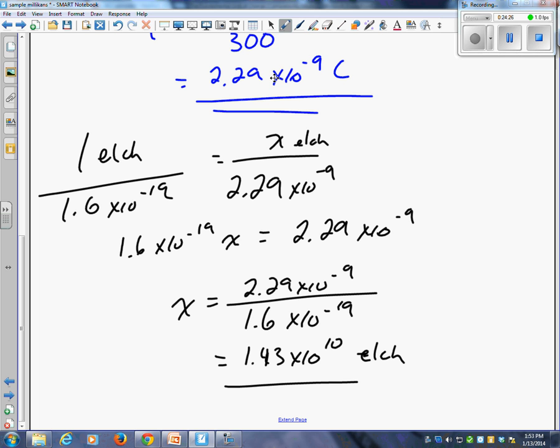Peyton has a question. Is the 1.43 times 10 to the 10 important? Oh yeah, it's important. It's known as the elementary charge. That's a good question. I don't know. I'm guessing there are probably special chemistry calculators that have that built in, but you're absolutely right. To a chemist, that number is pretty vital.